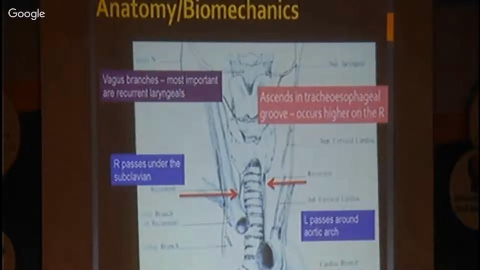For the various branches, we have the recurrent laryngeal nerves. We have to remember that the right passes under the subclavian and the left passes around the aortic arch. They both go to the tracheoesophageal groove, but it happens higher on the right.